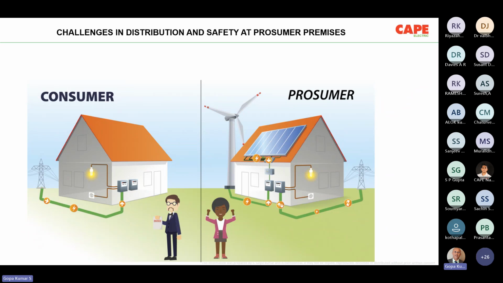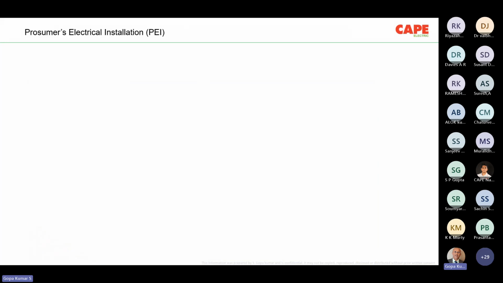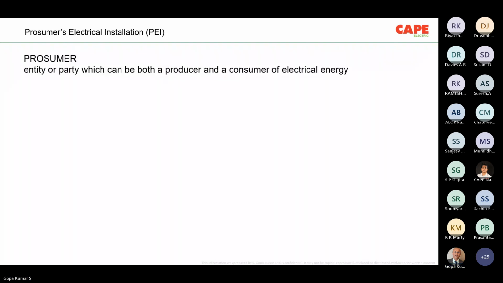So today we are going to discuss the challenges in distribution and the safety at prosumer premises. As all of you are aware, nowadays we are no more consumer but prosumer. Prosumer means a person who is producing as well as consuming electricity. If we look at the definition, a prosumer is an entity or a party which can be both a producer and a consumer of electrical energy. Consumer means who is only consuming electricity. Prosumer means a person or an entity who is producing and consuming electricity.